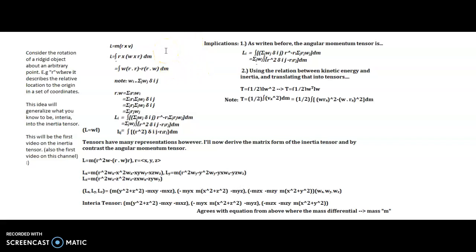So this will be the first video on the inertia tensor. I'll cover how to derive its components, its matrix representation. I'll go over some of the implications of the inertia tensor, and I'll state a property. And while it may be trivial, I'll go over it anyway.